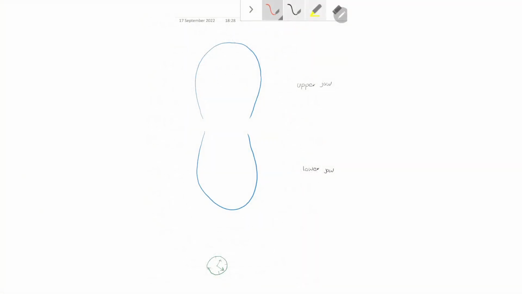Here you can see the teeth of the upper and lower jaws. First let's divide it into 4 quadrants, by a horizontal and a vertical line. Here is the right side of the patient, and you are seeing this from the dentist's view. That is why it is located on the left side of the screen.